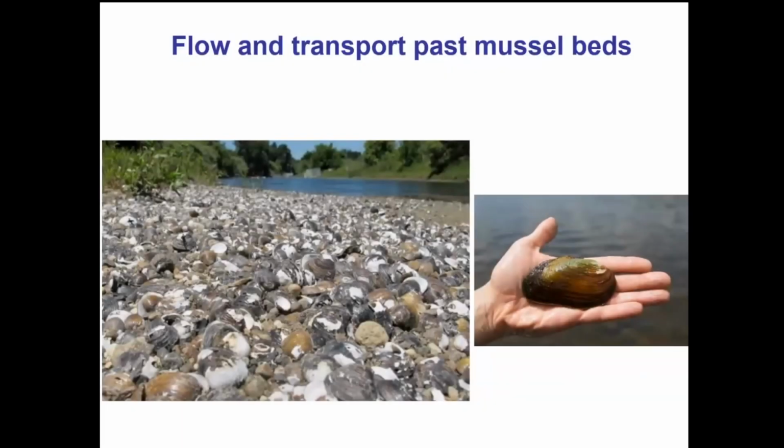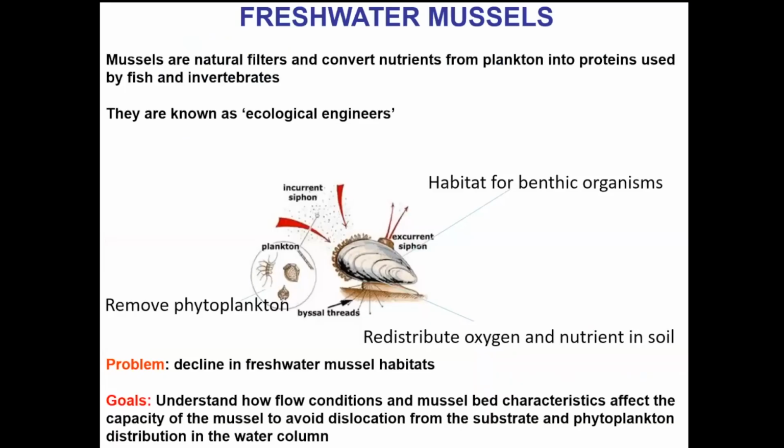The second topic. In the second topic, I would like to talk to you a little bit about flow over mussel beds in rivers. First of all, why are we interested in mussels? They are natural filters and they play several important ecological roles. They are converting nutrients from the plankton into proteins, which are then used by fish and invertebrates. They are also clarifying the water.